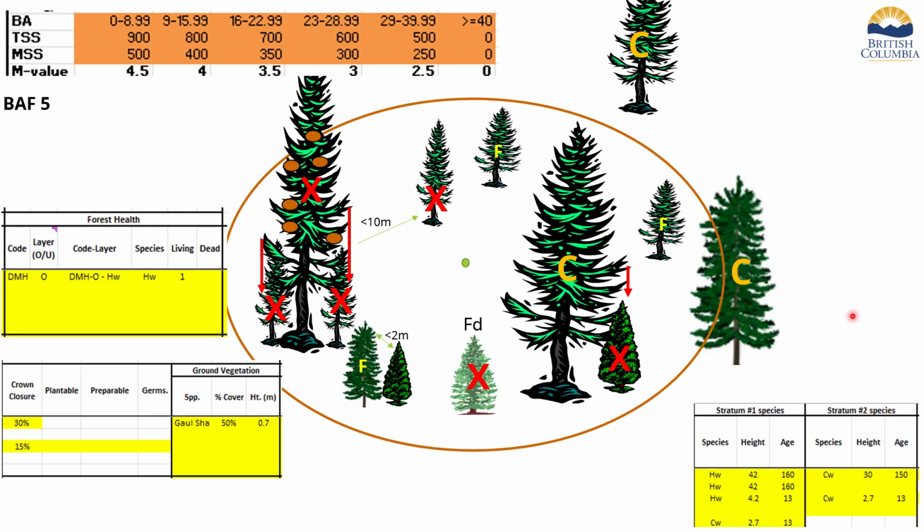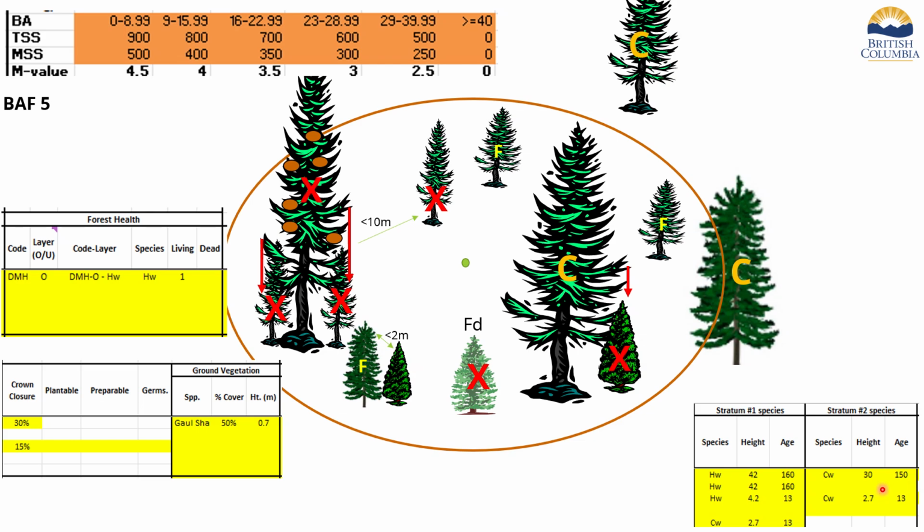We then do the same for our understory layer. So we find the tallest hemlock within our fixed radius plot. We measure it, 4.2, 13 years old. And then cedar is our secondary stratum species. For this plot, balsam would be the secondary species. That doesn't matter. We're only ever doing stratum leading and secondary. So for cedar, it's 2.7 meters tall, 13 years old.